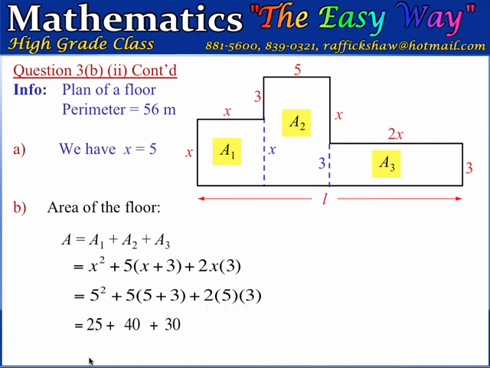And so the total area of the floor is 25 plus 40 plus 30 meters squared. And 25 plus 40 plus 30 is equal to 95. And so the area of the floor is 95 meters squared. 95 square meters is the area of the floor. And that's the answer for this part of the question.